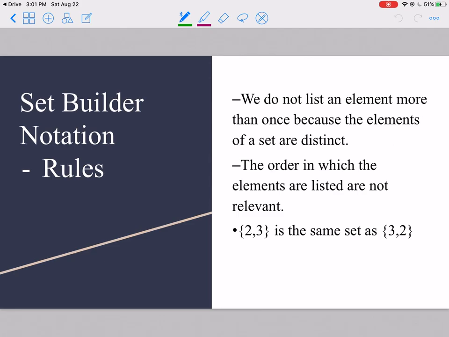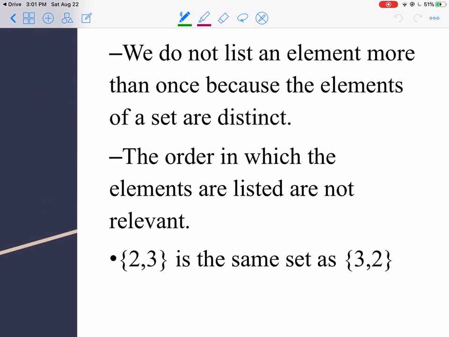All right, a couple other rules for set builder notation. We do not list any element more than once because the elements, we consider them distinct. So even if I have a set of numbers and one appears twice, it does not matter when I'm listing the elements in the set. I'm only going to list it once because once I've listed it once, it's accounted for.